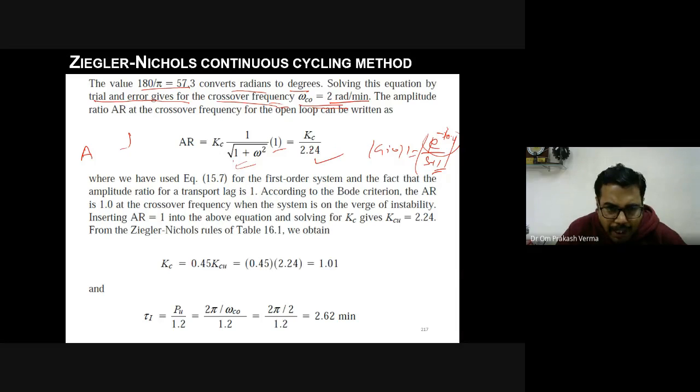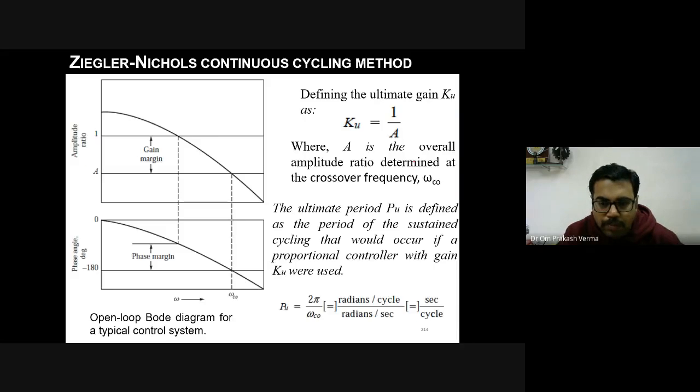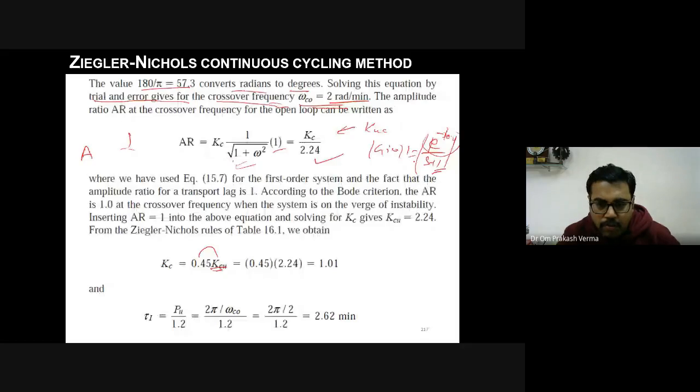So 1 upon A will provide the Kcu. Multiplying this setting for the PI controller by 0.45 will provide the Kc value, and for tau I, just divide the Pu by 1.2. So you can calculate the Pu value, and you can calculate the Kc value.